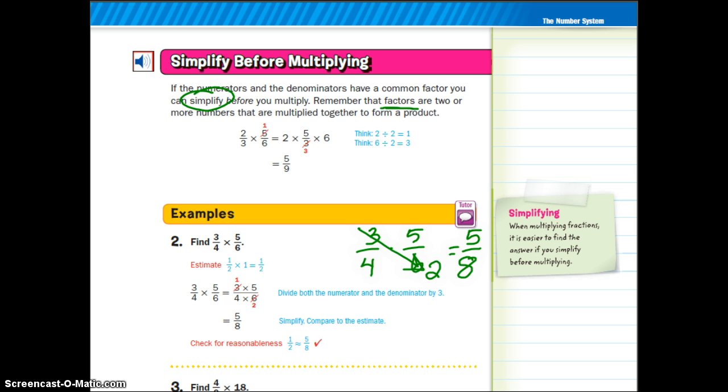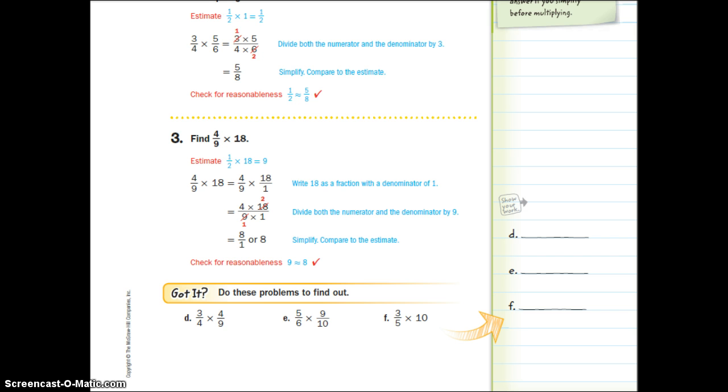And 3/4 times 5/6 is 5/8. Are there any questions to that problem? Alright, let's look at example number 3. Here we have 4/9 times 18. So again, when we think about that, that's about half of 18, which is 9. So we know our answer is somewhere around 9.